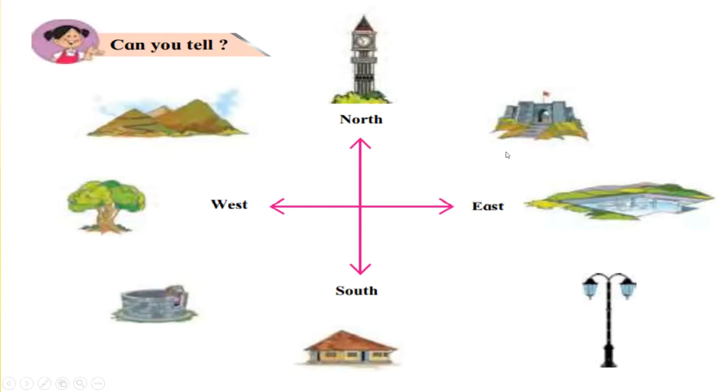The fort lies between north and east, so the fort lies to the northeast. The lamppost lies between south and east, so it lies to the southeast. And now the well, it lies to the southwest.